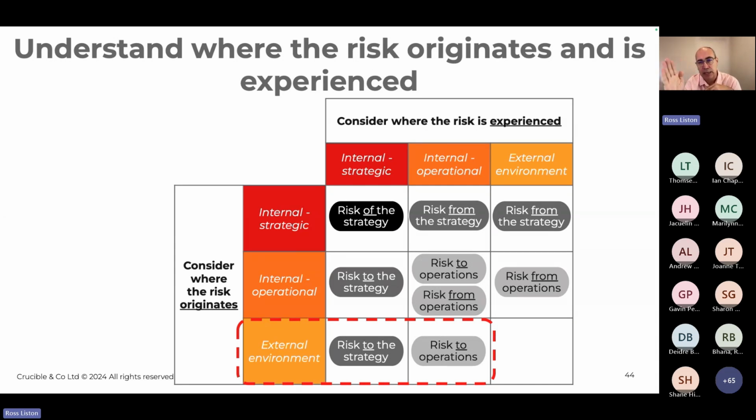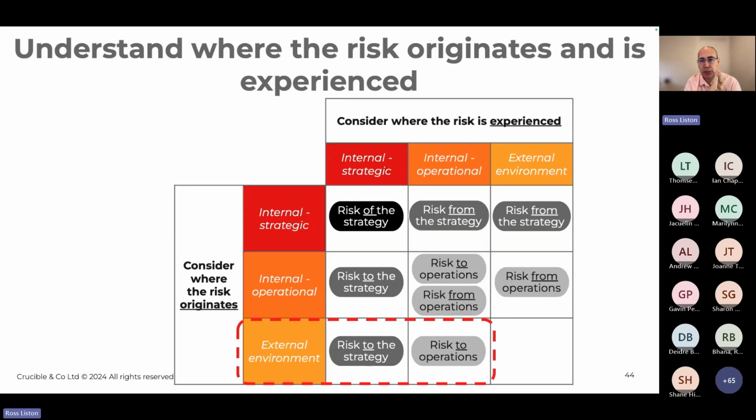And if we use those 3 categories of risks, or 3 types of risks, which I spoke about right at the start, being strategic, operational, external, we can then create a matrix where we can see where it's relevant to the organization. So whether it's a risk of the strategy, a risk from the strategy, or to operations or from operations. When we're talking about these external risks, it's the dotted red line at the bottom. We're looking at a risk originating in the external environment that can impact our strategy and can impact our operations.